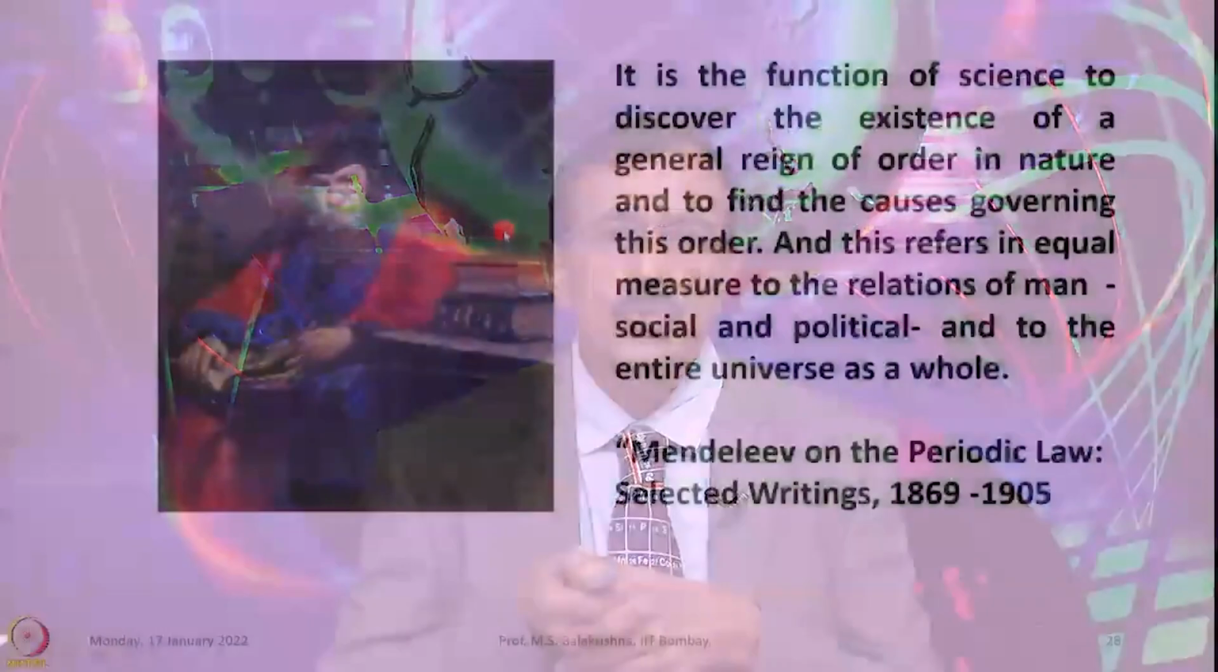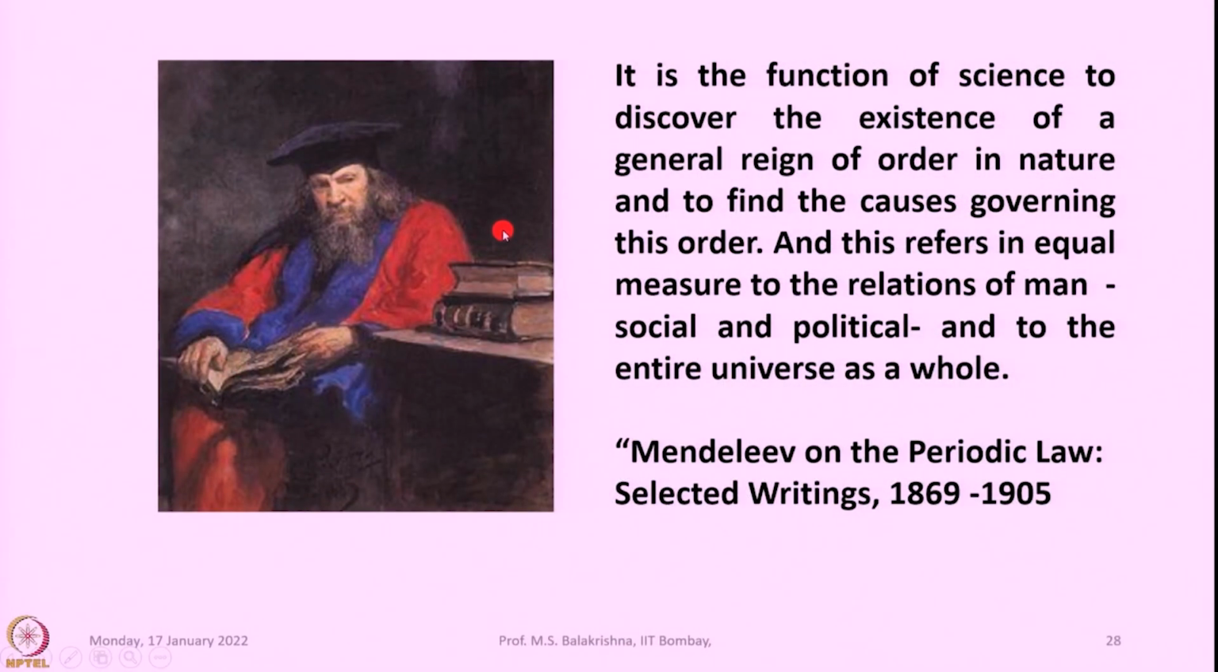So, what Dmitri Mendeleev concluded was, it is the function of science to discover the existence of a general reign of order in nature and to find the causes governing this order, and this refers in equal measure to the relations of man, social and political, and to the entire universe as a whole.